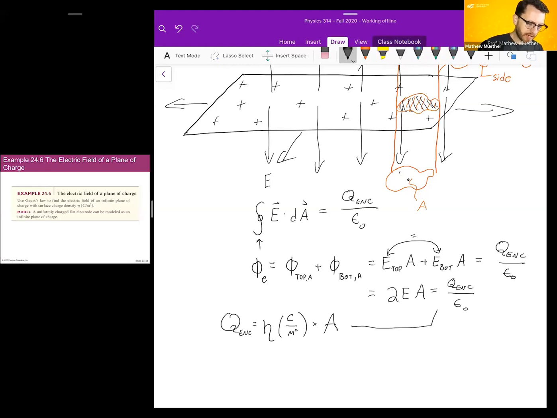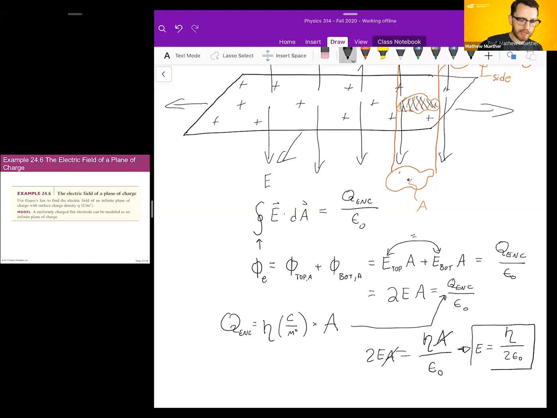And so if I just plug that in up here, I get something that tells me that twice the electric field times A has to equal eta, the surface charge density, times that area divided by epsilon naught. And look, the nice thing is that the areas cancel out. It didn't matter what the shape was, as long as it had a fixed area, the same area on the top and the bottom, and as it was passing through the charge, those area terms cancel out. And I get something that tells me that the electric field has to have a strength like the surface charge density divided by 2 epsilon naught.